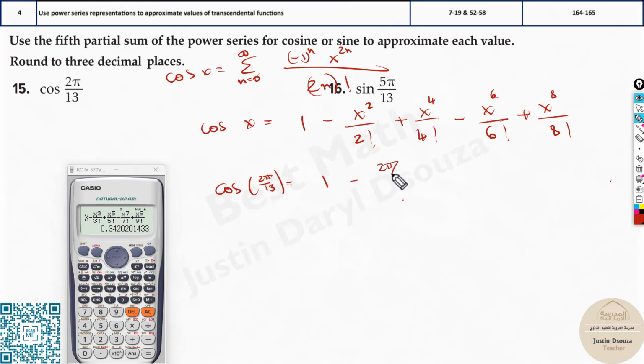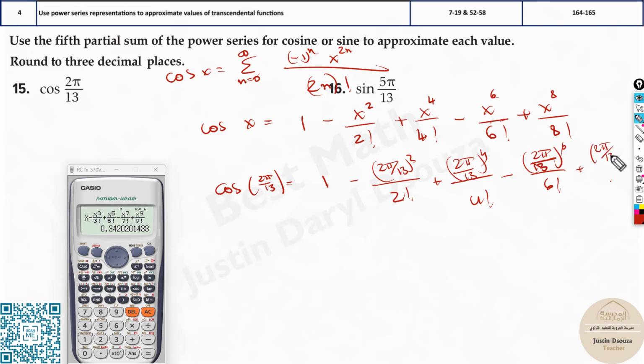Over here, it'll be 2 pi by 13, the whole power 2 divided by 2 factorial, plus over here as well 2 pi by 13, the whole power 4 by 4 factorial, minus over here 2 pi by 13, the whole power 6 by 6 factorial, and lastly plus 2 pi by 13, the whole power 8 by 8 factorial. Now all of this needs to be put in the calculator.